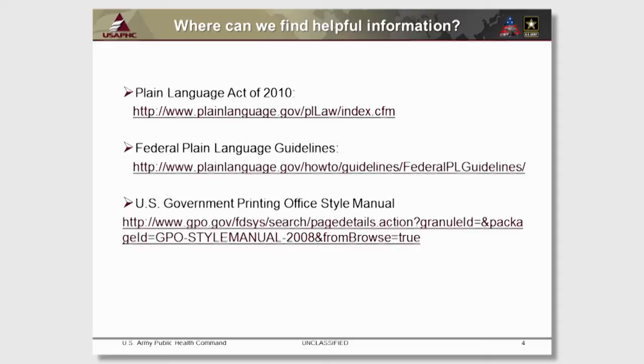The Federal Plain Language Act came out in 2010. The guidelines followed in March of 2011 and the revised guidelines in May of 2011. And most of our presentation has been drawn from those guidelines today. The GPO Style Manual, many of you probably have copies on your desks. That's our Bible, small b, for the government writing style. And all of these are available online at the links you see there.